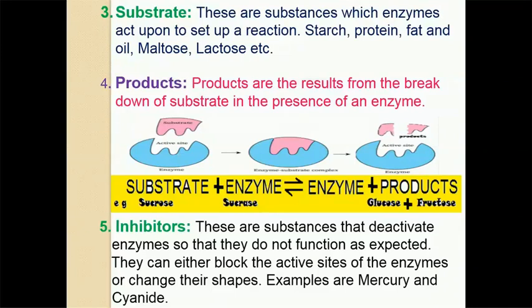So how do they do this? They can either block the active sites of the enzymes so that the substrate doesn't fit with the enzymes, or they can change the shape of the enzyme so that the enzyme and the substrate cannot fuse together. Examples of inhibitors are mercury and cyanide.